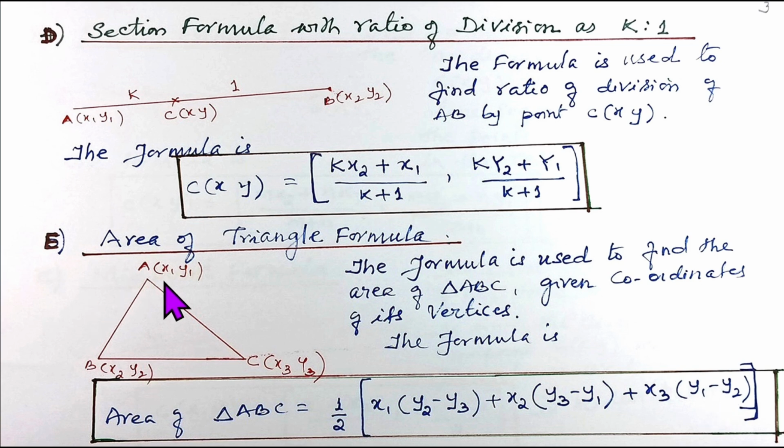And it is very simple to remember. Take x1 and go to the next one, that is y2 minus y3, take x2, go to the next one, that is y3 minus y1, take x3 and go to y1 minus y2. So that is how we remember this formula. Therefore the area of triangle ABC is half times x1 (y2 minus y3) plus x2 in the bracket (y3 minus y1) plus x3 in the bracket (y1 minus y2). So that is the area of triangle formula.